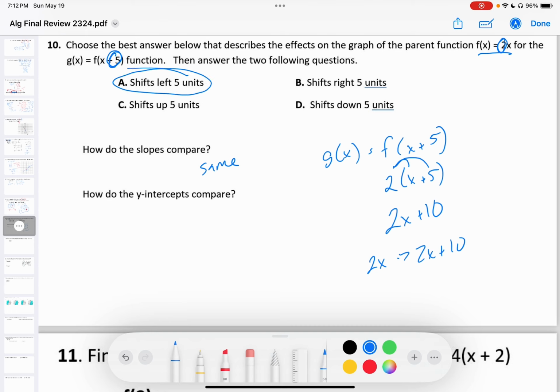In our y-intercepts, we can see here that the y-intercept went from 0 to 10. So that positive 5 told us that it increased, but it actually increased by 10. It increased because this was a positive value there.